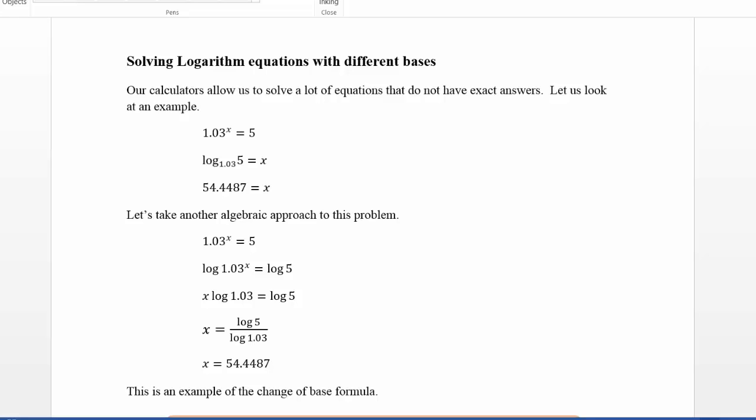Okay, we've saved the best for last. This is where solving logarithmic equations starts to get a little tricky. What we're looking at now is, in the past we've always had logarithms that have had the same base, and it's been easy to just use simple properties to eliminate the logarithms and solve the simple algebraic equation. Now we're going to actually have logarithms with different bases.